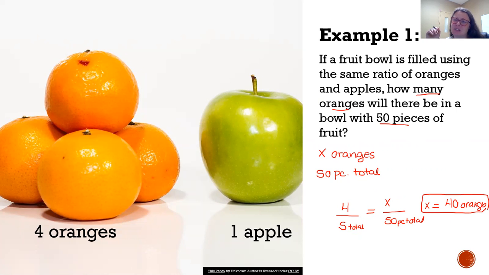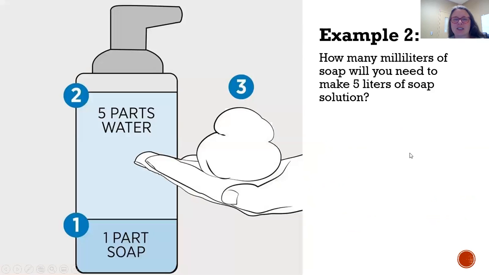Sometimes it helps to have something you can actually visualize and count. So sorry, it's an easy question. Maybe feels a little bit elementary with it, but sometimes that helps it stick for us. All right, let's do example 2. We've seen this graphic already, so you know how to write the ratios for it. We wrote several ratios for it already. So how many milliliters of soap will you need to make 5 liters of the soap solution?